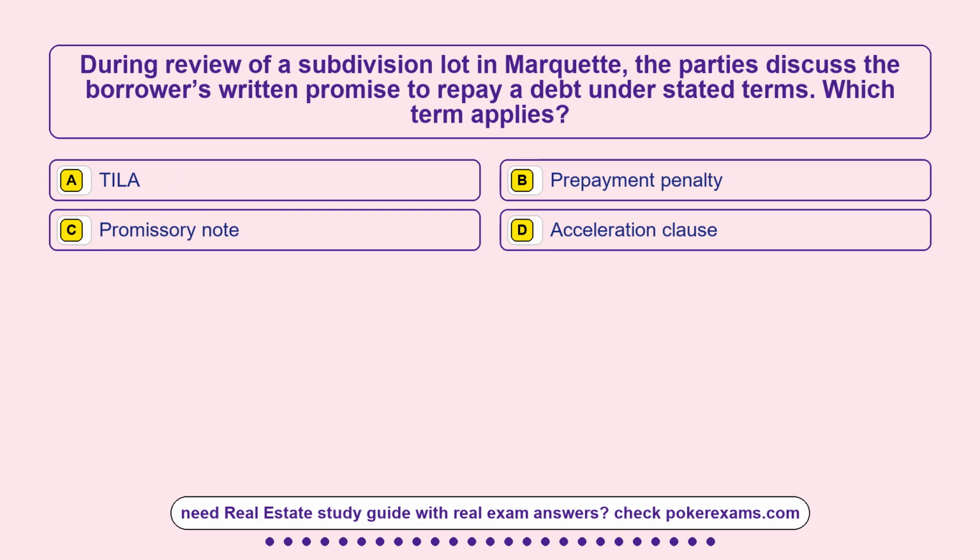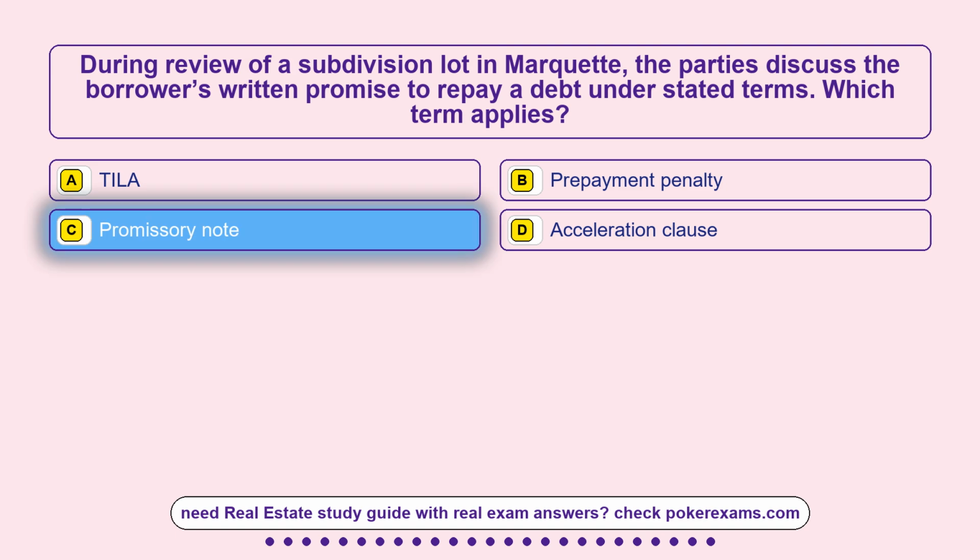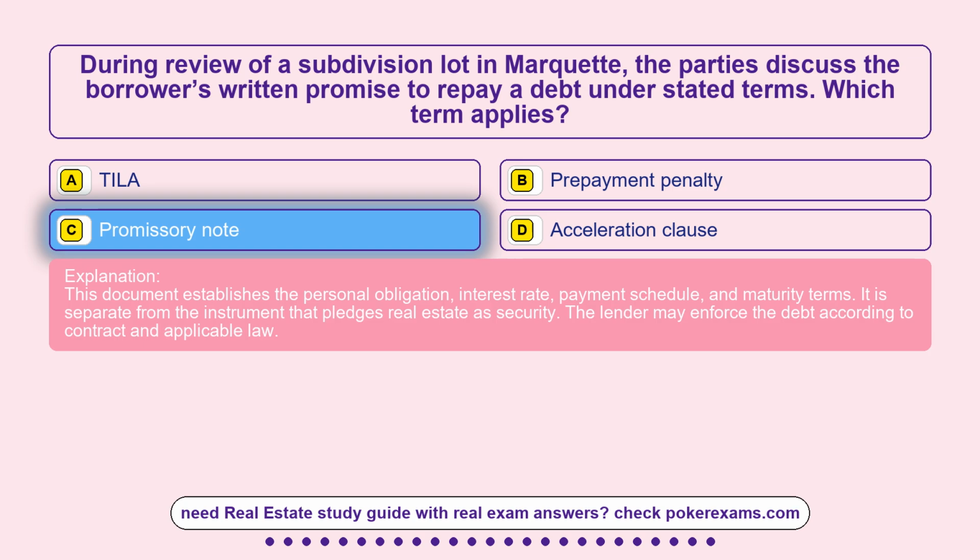Question 12. During review of a subdivision lot in Marquette, the parties discuss the borrower's written promise to repay a debt under stated terms. Which term applies? Option A, TILA. Option B, prepayment penalty. Option C, promissory note. Option D, acceleration clause. The correct answer is option C, promissory note. This document establishes the personal obligation, interest rate, payment schedule, and maturity terms. It is separate from the instrument that pledges real estate as security. The lender may enforce the debt according to contract and applicable law.